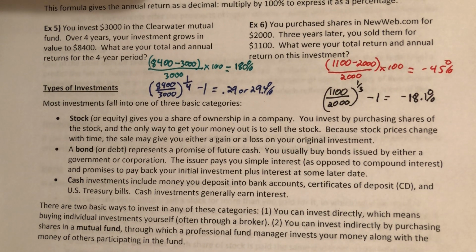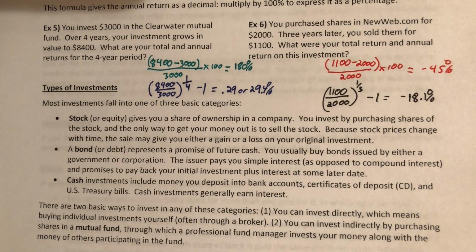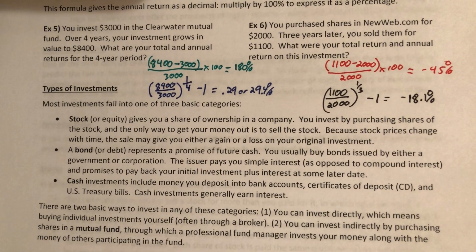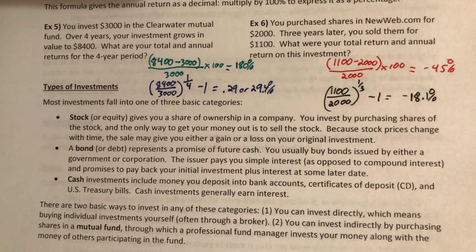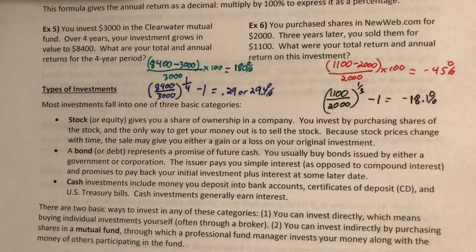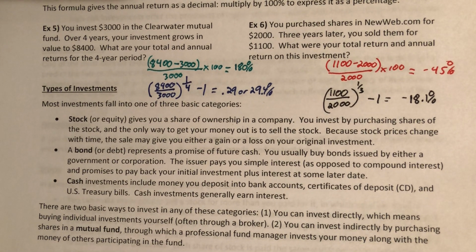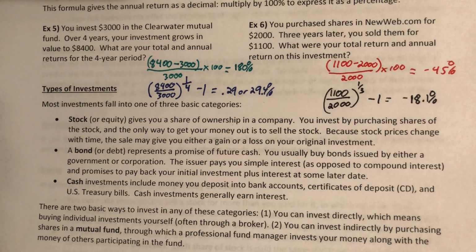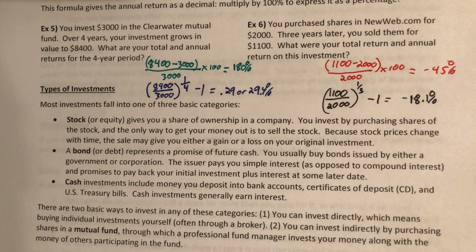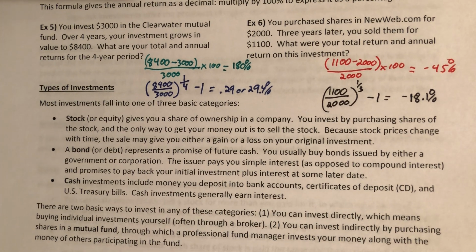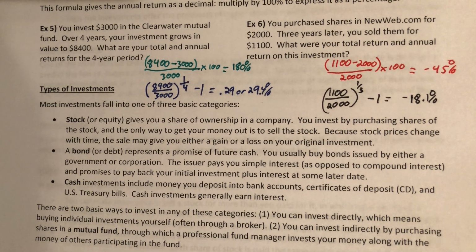One, you'll get a dividend. So they'll say, hey, for every person that's got a share of stock, we're going to send them 50 cents per dividend. The other way is you can sell your stock for more than you bought it for. That would be kind of the case with Example 5 above us, you bought it for $3,000, you sold it for $84,000. Okay, so you sold it for $5,400 more than what you bought it for. Once again, though, as you saw in example 6, you can also lose money.